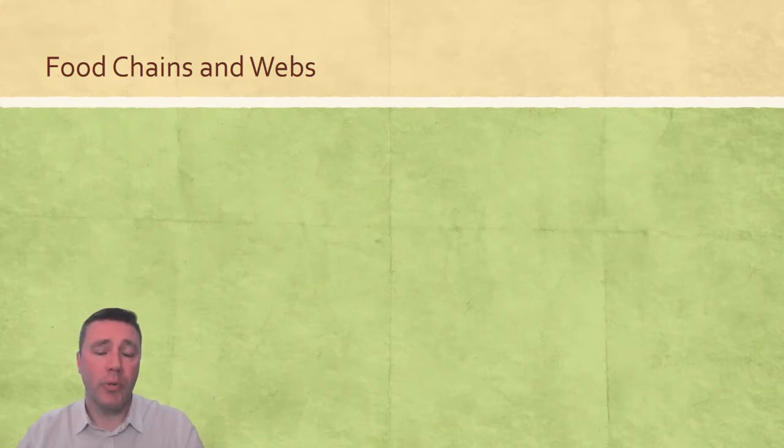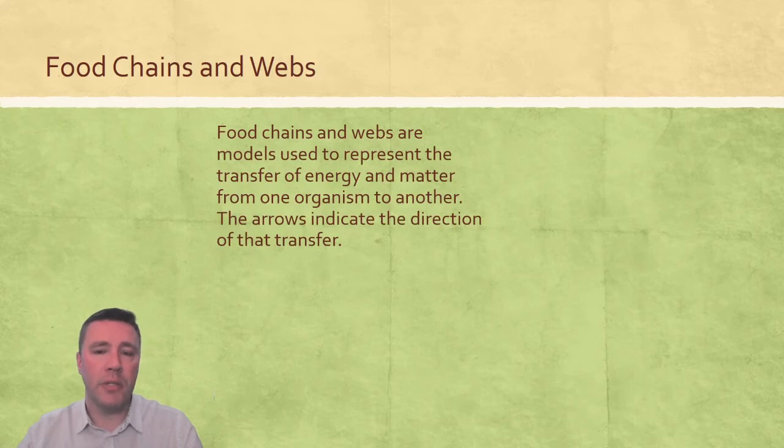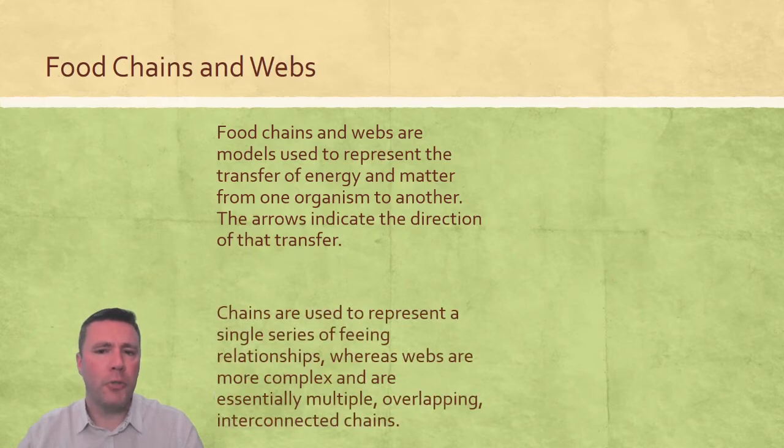Another way that we can represent the relationships and connections between organisms in an ecosystem is by using models called food chains and food webs. These models illustrate the direction of energy and matter transfer from one organism to the next. They use arrows to show the direction of that transfer. Food chains and food webs are very similar to one another.